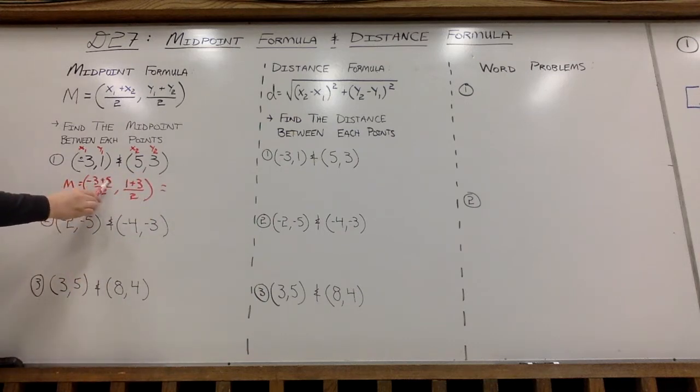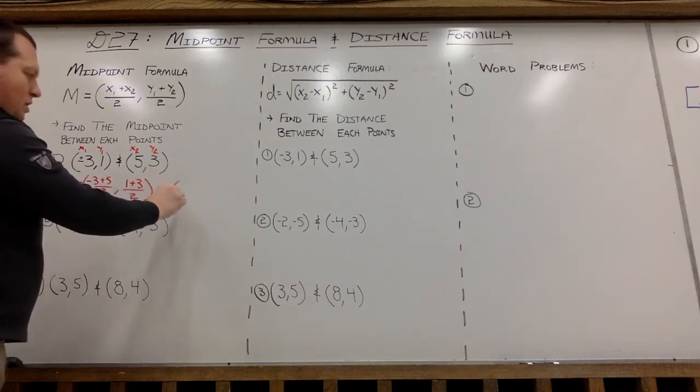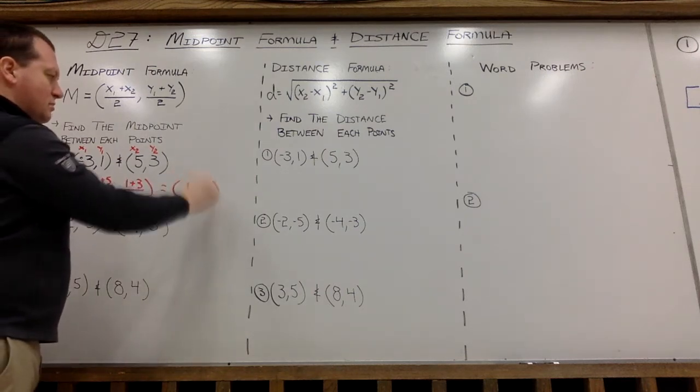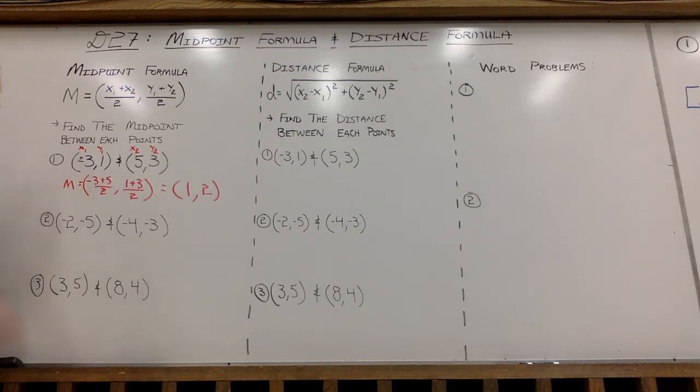So we've got negative 3 plus 5, 5 minus 3 is 2, 2 divided by 2 is 1, and then 3 plus 1 is 4, 4 divided by 2 is 2. So there I have the ordered pair 1, 2 is halfway in between negative 3, 1 and 5, 3.